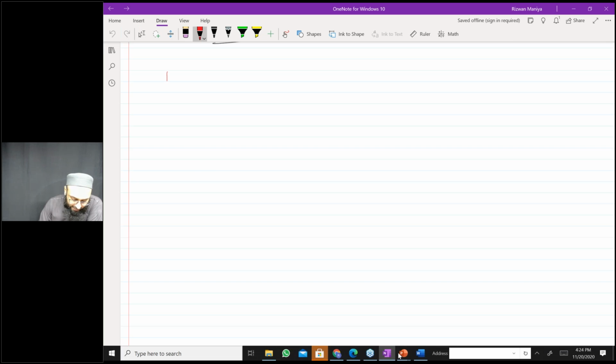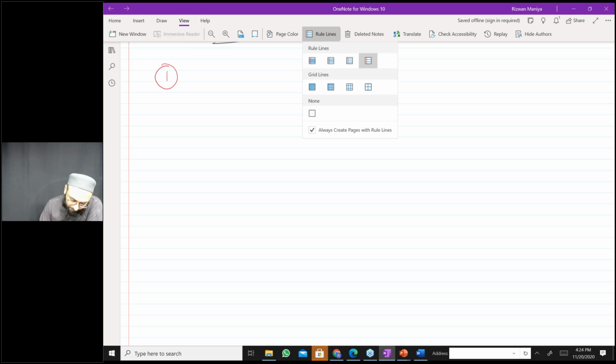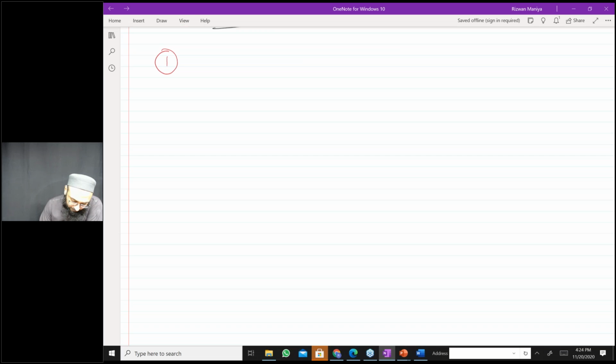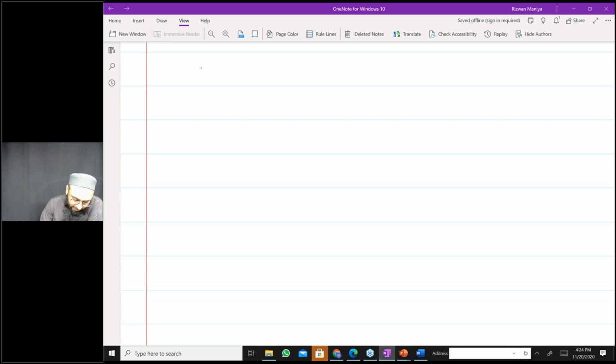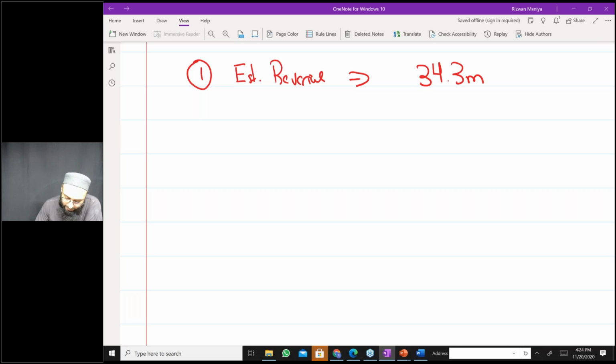So let's start with the working. We are given, number one, the estimated revenue. So I have the estimated revenue given in the question, and I will definitely use that figure, which is 34.3 million. Okay, so that's the 34.3 million figure that is given to me. Okay, let's write it in complete numbers.